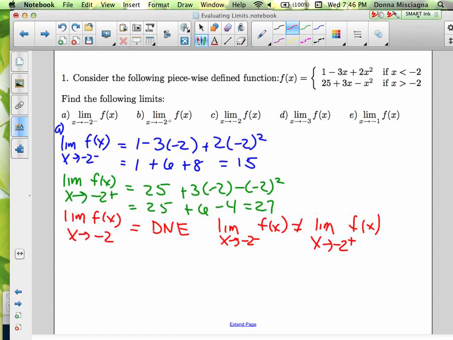Let's continue on. Let's do negative 3. Now, negative 3 is not going to be a problem. It's not at a breaking point, so we're just plugging into a polynomial function. So the limit as x approaches negative 3 of f of x, we need the greater than side, that's just going to be 25 plus 3 times negative 3 minus negative 3 squared. I've got to make sure I keep plugging in the right value.